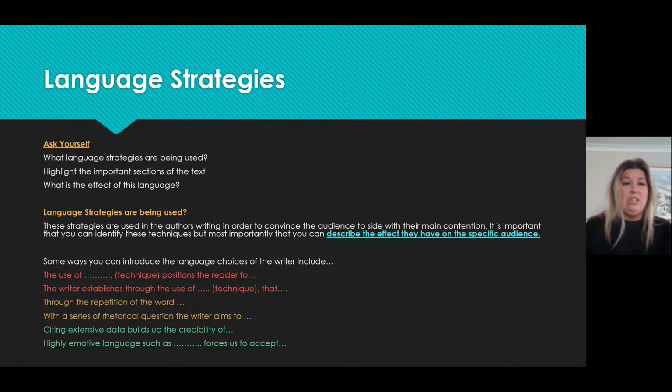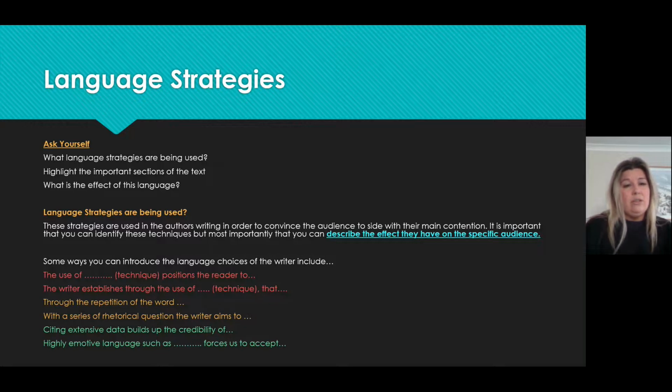What language strategies are being used? Perhaps highlight a couple of important sections of the text, but only sections that are relevant to the arguments that you are going to discuss. What little bits of language within that section are relevant to how the argument is being built? And then you need to consider what is the effect of this language.